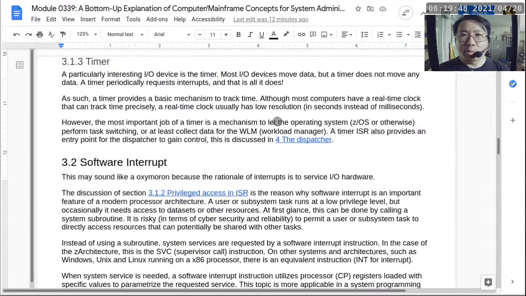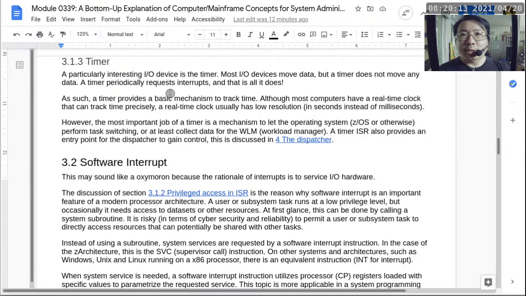Section 3.1.3 talks about a special I/O device called the timer. So the timer, unlike a channel, doesn't really do any type of real input-output. Its only job is to keep track of time and then just tell the processor, hey, 5 seconds has passed or 5 milliseconds has passed, and so on.